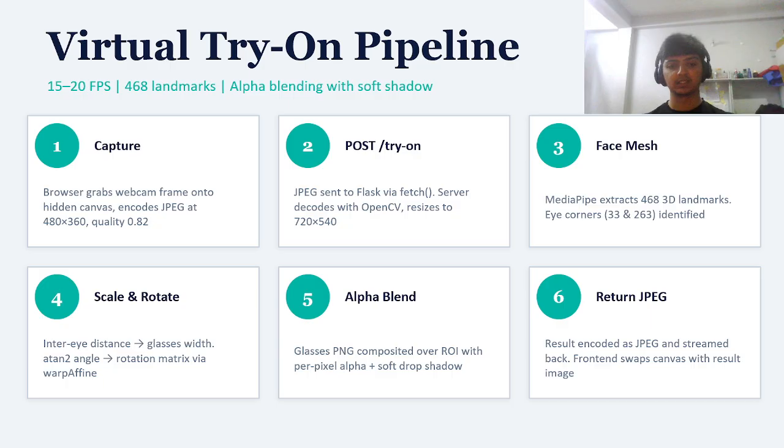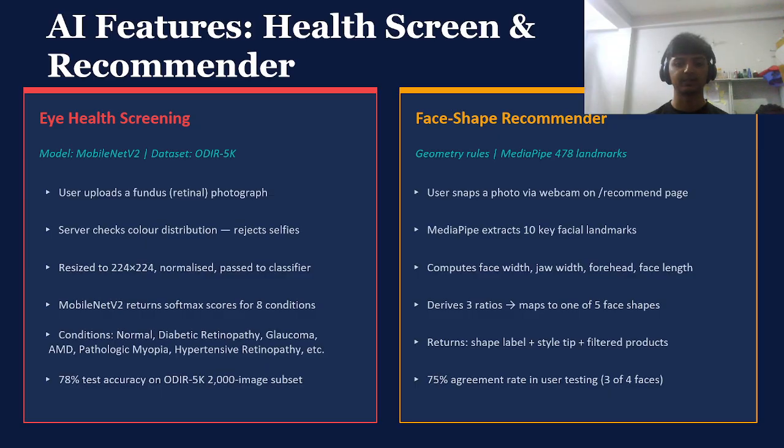And now for step 6, the result is encoded as a JPEG and streamed back to the browser, which replaces the live video feed with the processed result. The whole cycle repeats every 66 milliseconds, giving 15 to 20 frames per second. Now let's go to our AI features.